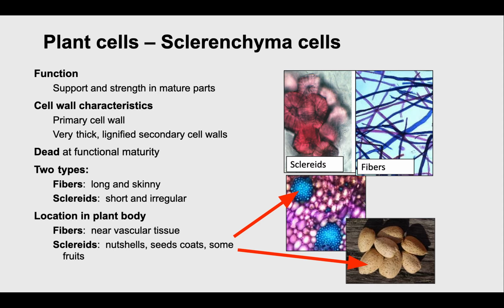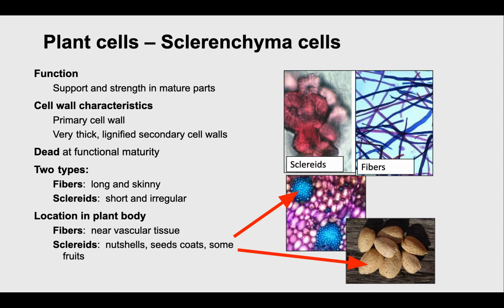Now we have two types of sclerenchyma cells: fibers and sclerids. Fibers tend to be very long and skinny. They kind of look like pine tree needles almost. Sclerids tend to be very short and irregular. If you've ever eaten a pear that feels kind of gritty when you bite down, those are actually sclerenchyma cells because they have this very thick secondary cell wall. You're feeling that thick lignified secondary cell wall when you chew pears.